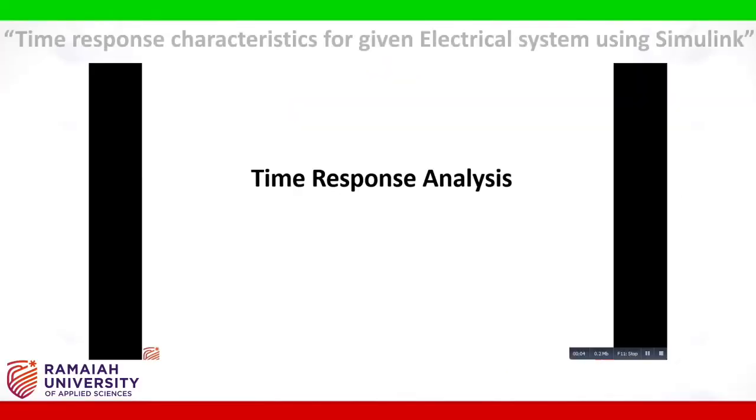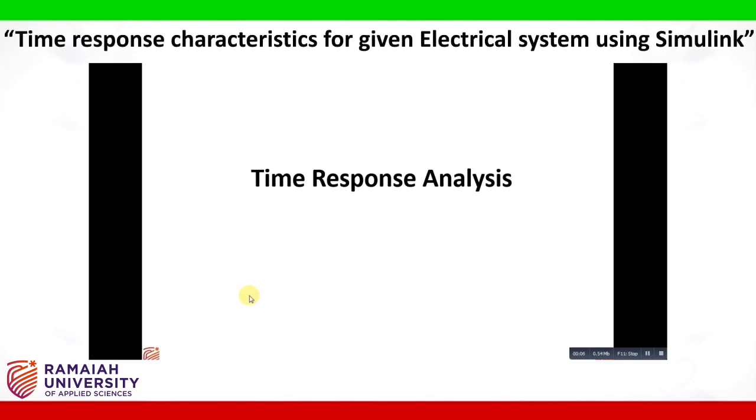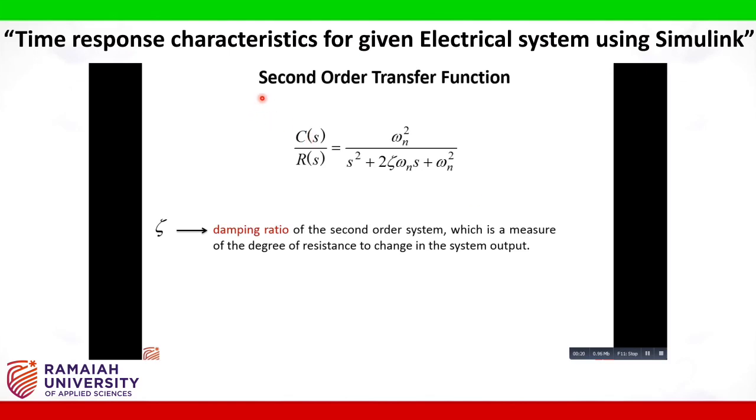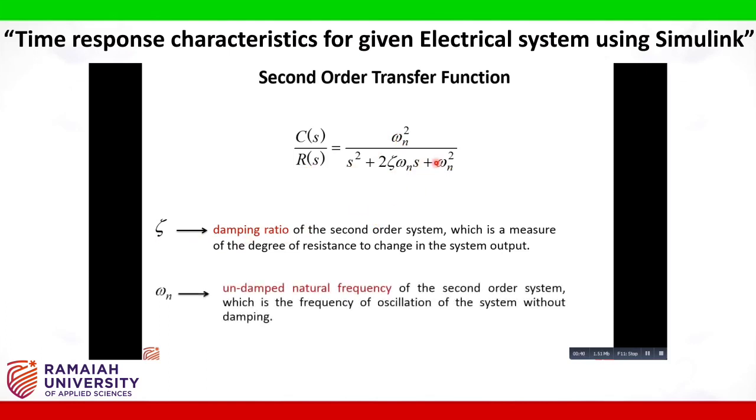Hi students, today we will perform the time response analysis for a second order system. Consider a second order system given as C(s)/R(s) equal to omega n squared divided by s squared plus 2 zeta omega n s plus omega n squared, where zeta is the damping ratio of the second order system and omega n is the undamped natural frequency of the second order system.